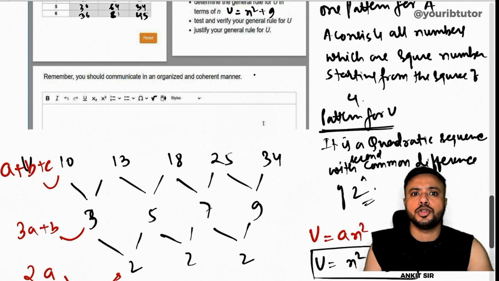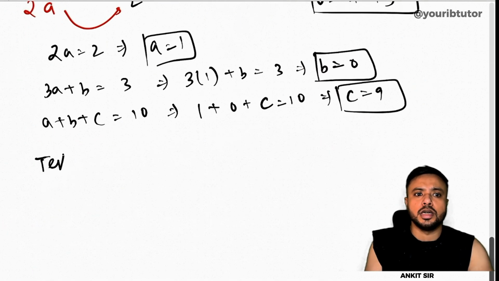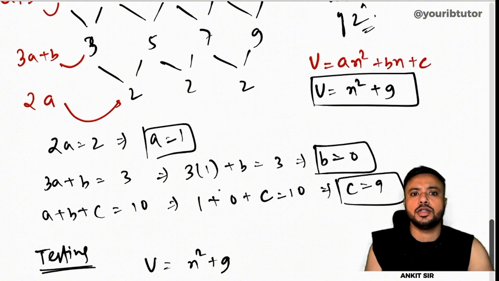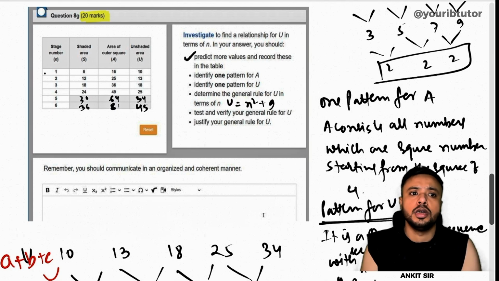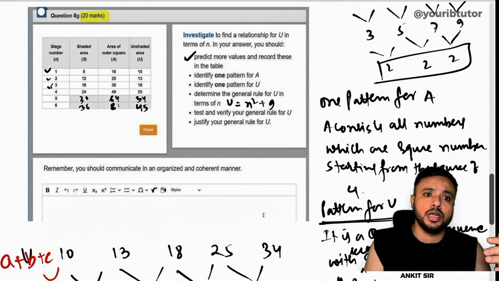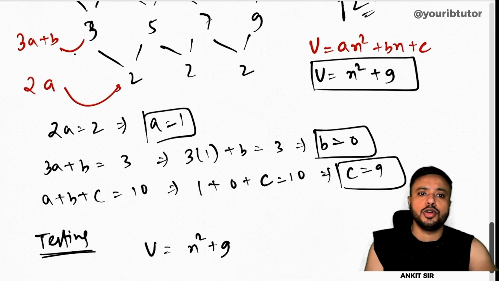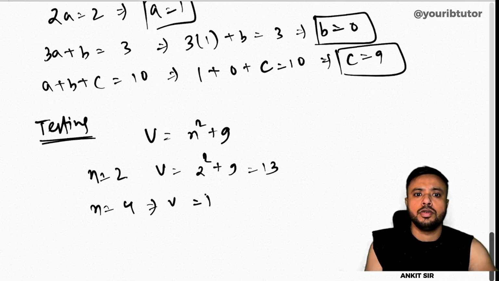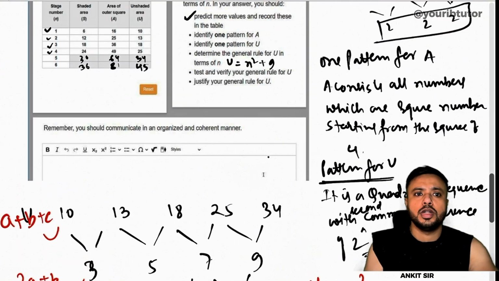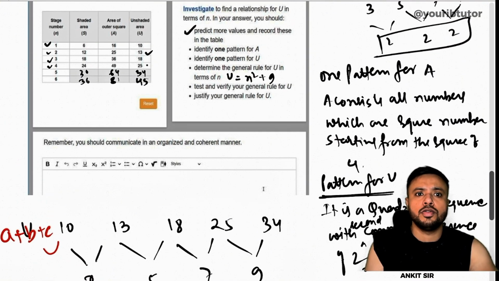So next you have to test and verify. So testing. So u is n square plus 9. If you remember in the previous video, I told you, for testing you have to do it for the values which are given in the question. So you can do it for 1, 2, 3, 4. You can take any two values. I'm doing it for n equal to 2 and n equal to 4. So n equal to 2, u would be equal to 2 square plus 9, which is 13, and n equal to 4 means u equal to 4 square plus 9, which is 25. So at n equal to 2, the value is 13 and at n equal to 4, the value is 25.